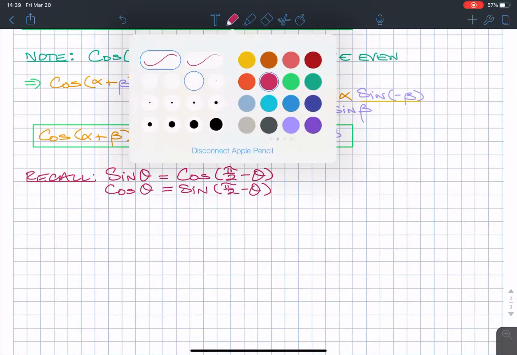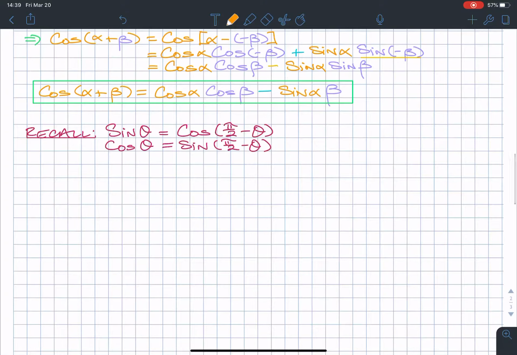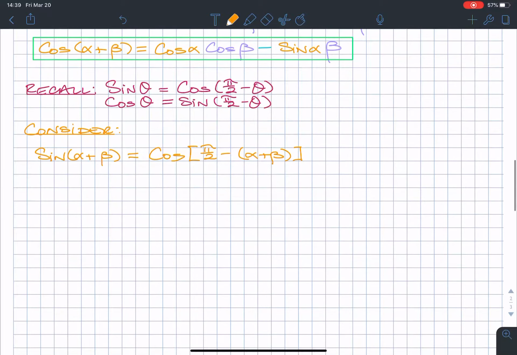Okay, so let's consider the following. If I want to find sine of alpha plus beta, I claim that that's cosine of the quantity pi over 2 minus the whole quantity alpha plus beta. And so I claim that that'll be cosine of the quantity pi over 2 minus alpha and then minus beta.